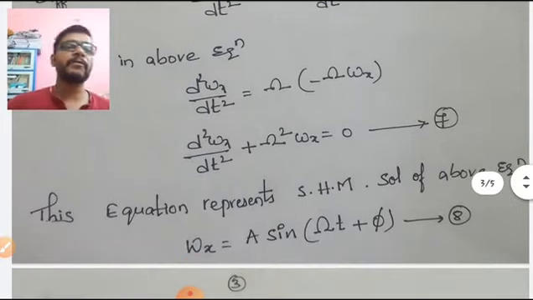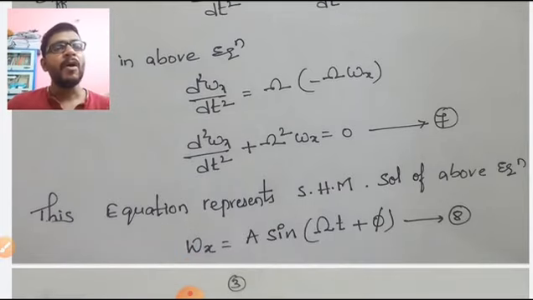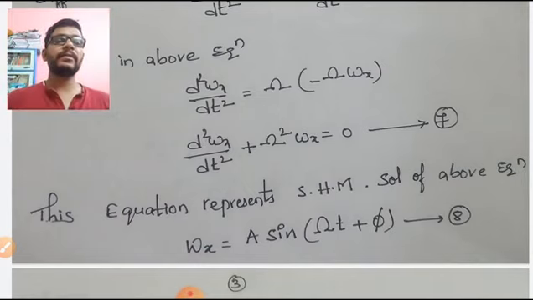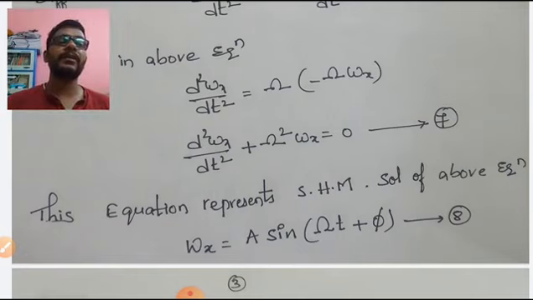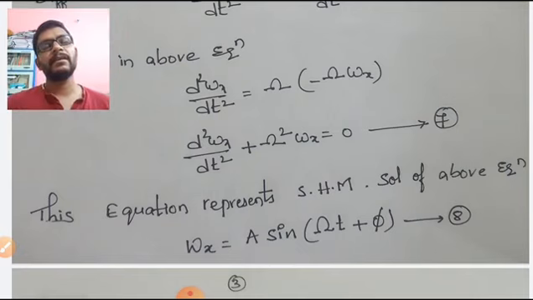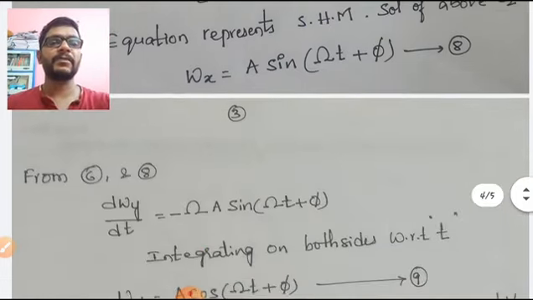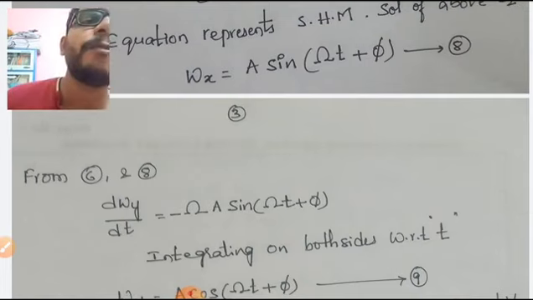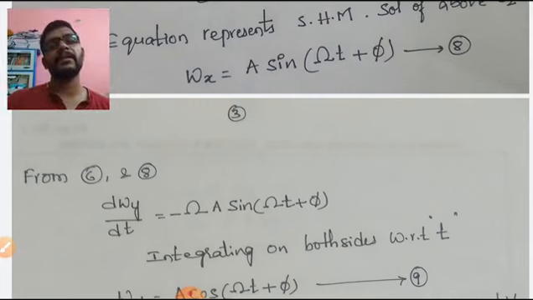The solution of the above equation can be written as omega x is equal to a sine capital omega t plus pi, right? And now substitute this term and equation from 6 and 8. From equations 6 and 8 we'll get d omega y by dt is equal to minus capital omega a sine capital omega t plus pi.